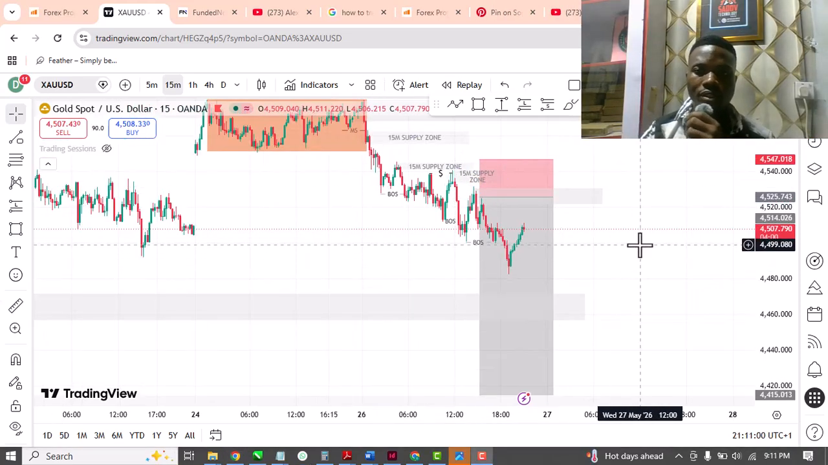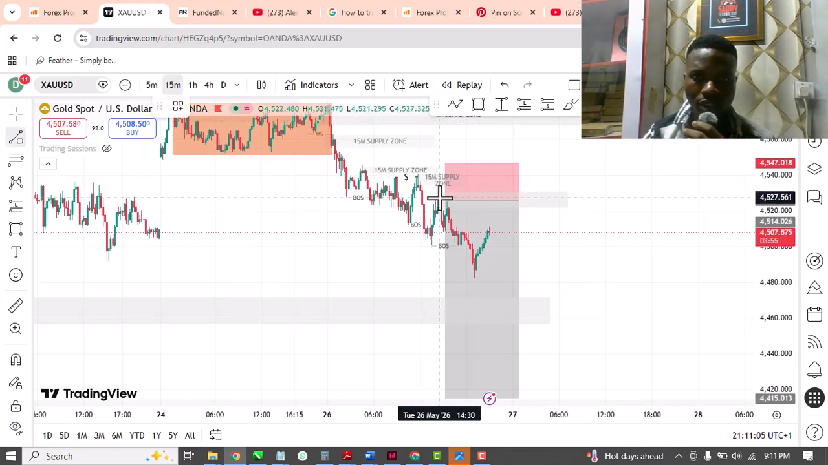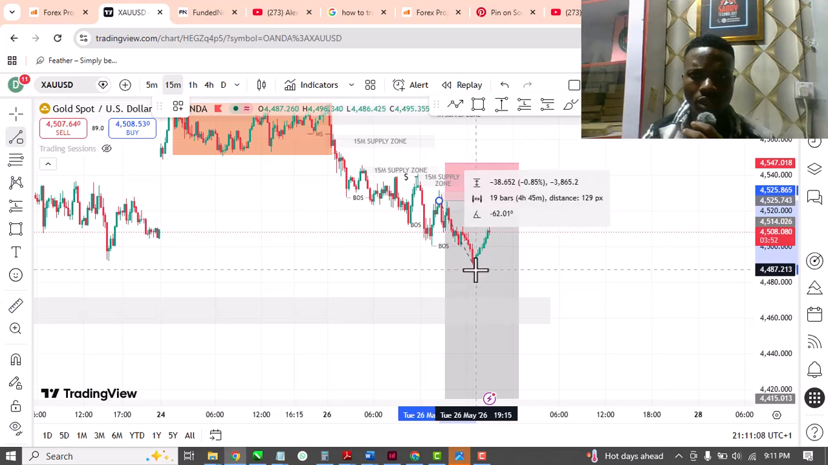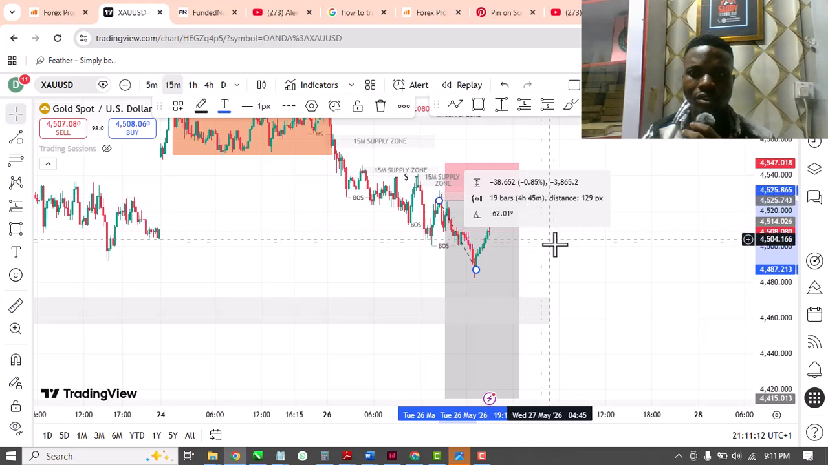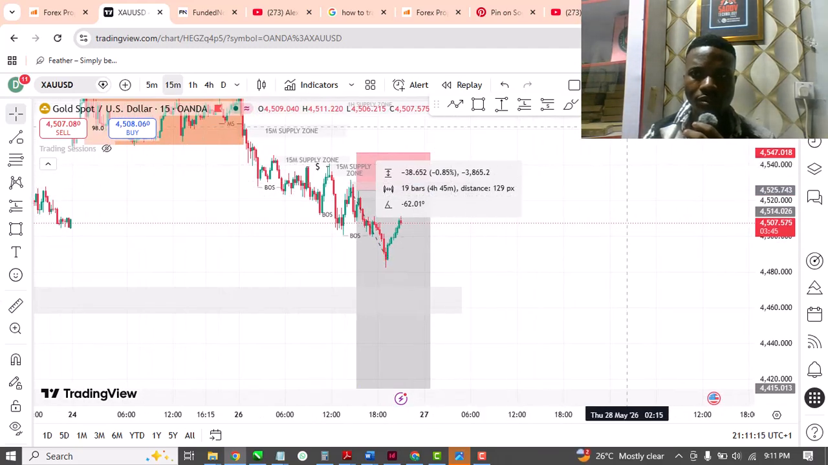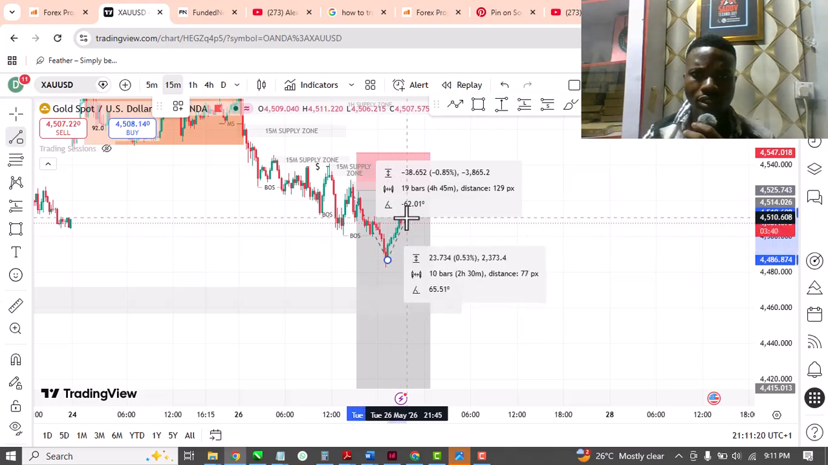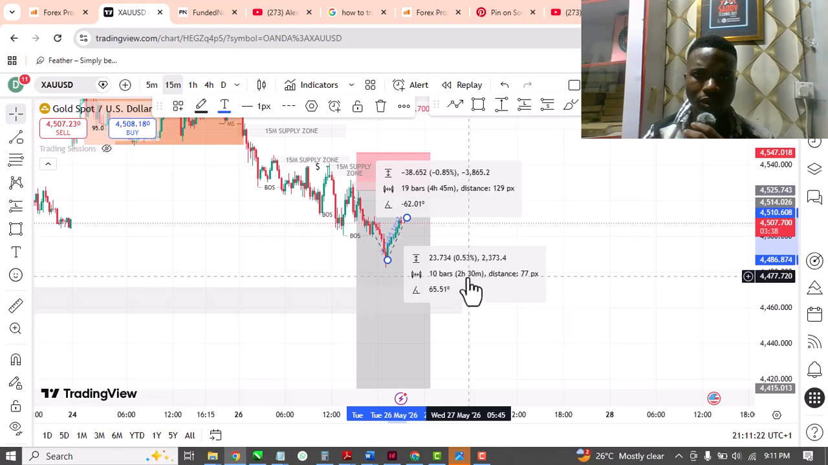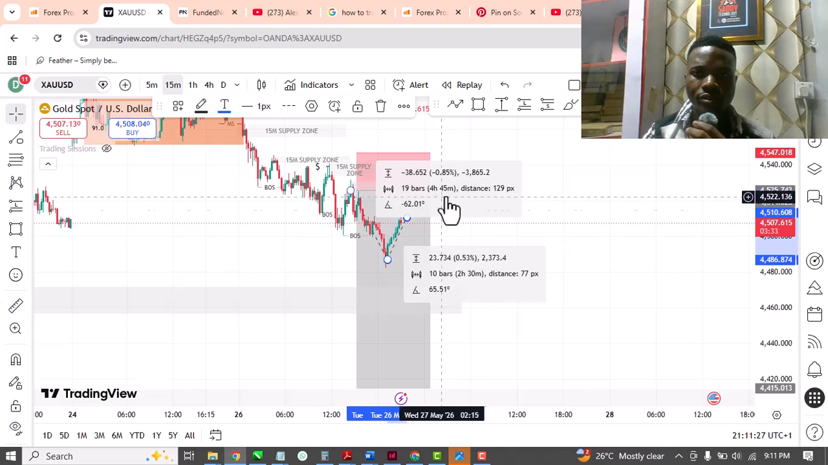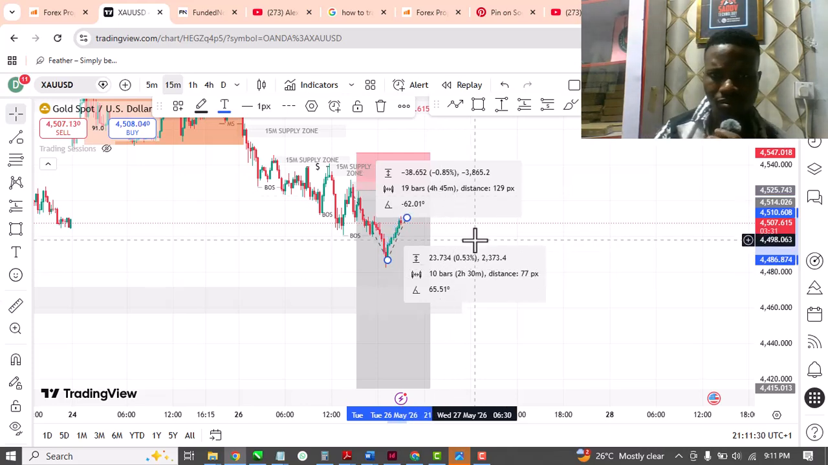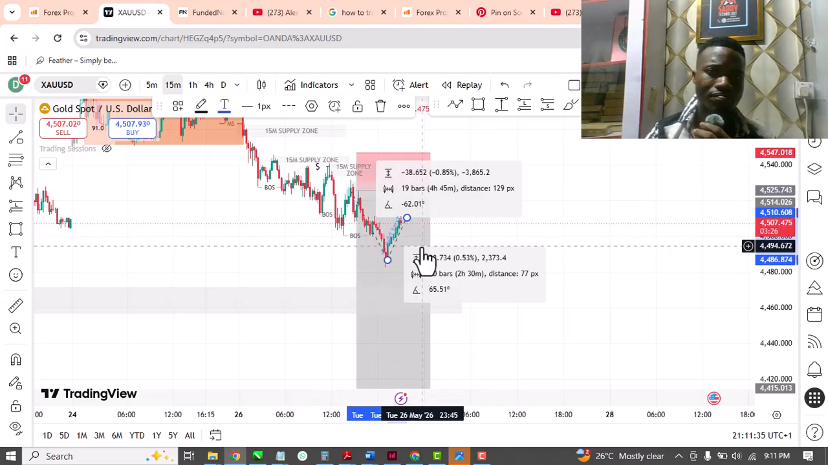It's been more than 3 hours now. Okay, let me just check. For the past more than 4 hours, you can see this is 4 hours 45 minutes, and this is another 2 hours 30 minutes. So it means that I have held this trade for almost 6 to 7 hours.